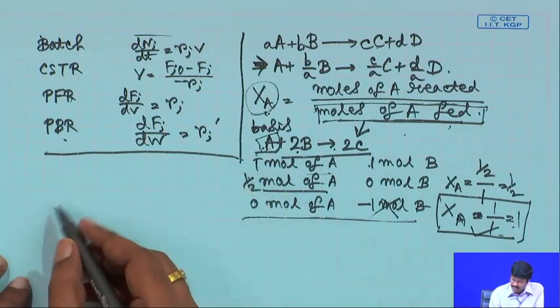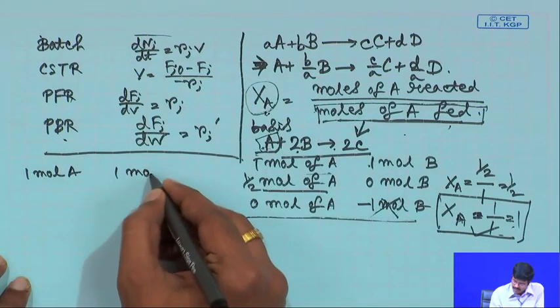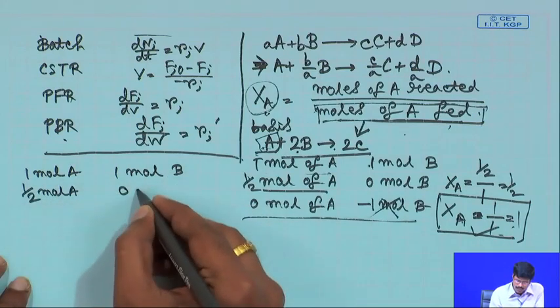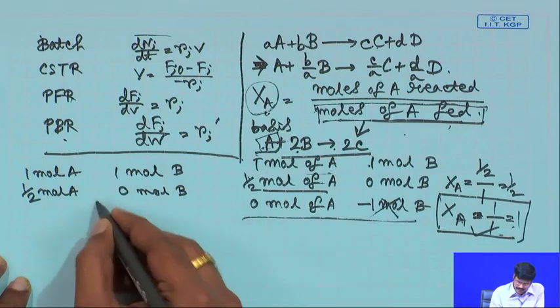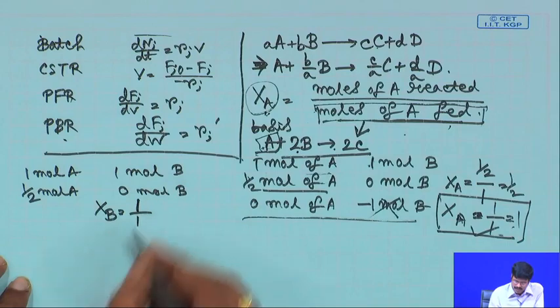If you take B as the basis, again you start with 1 mole of A and 1 mole of B, then when it becomes half a mole of A, you already have 0 moles of B, and that actually tells you the conversion is full: 1 mole has reacted divided by the 1 mole you started with.